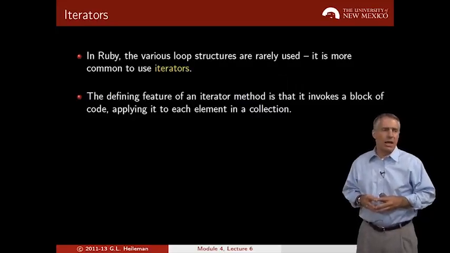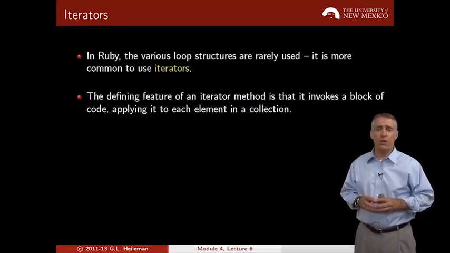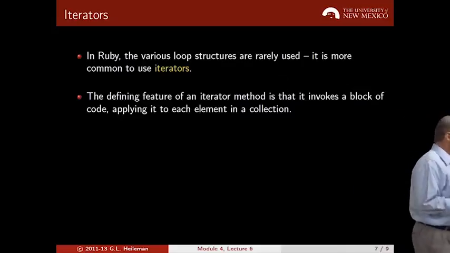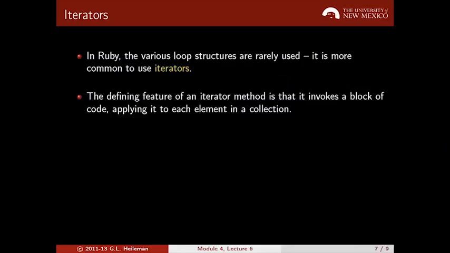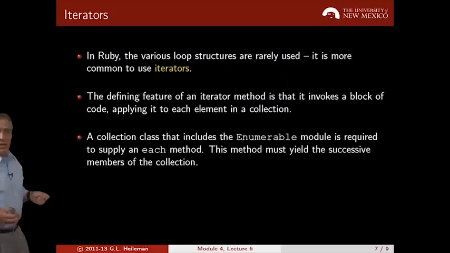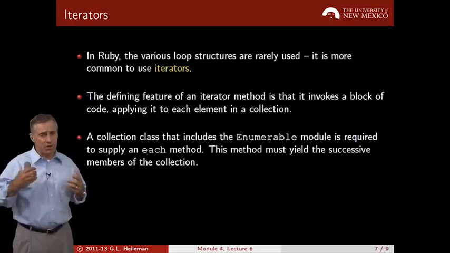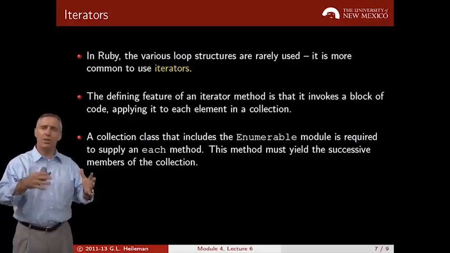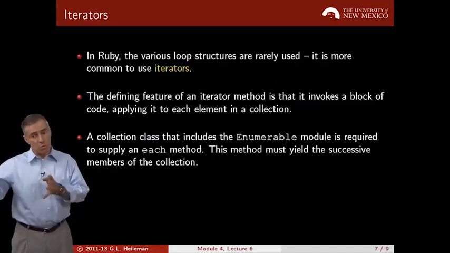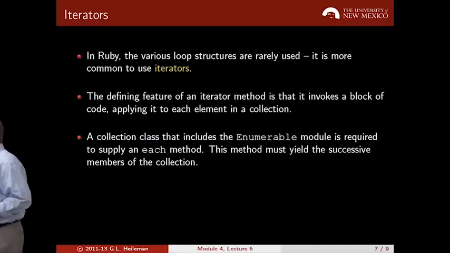All right, so as I've already mentioned, the loop structures in Ruby are rarely used. It's a lot more common to use iterators in Ruby to do looping structures. So the defining feature of an iterator is that it invokes a block of code, applying it to each element in a collection. So again, iterators are implemented over collections. And what happens when you invoke an iterator is it goes through each element in the collection and performs whatever block of code you pass in.